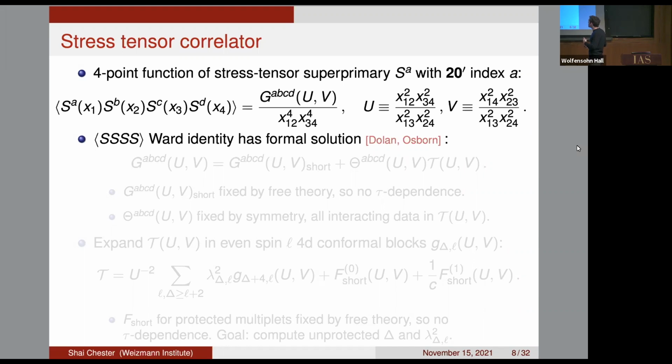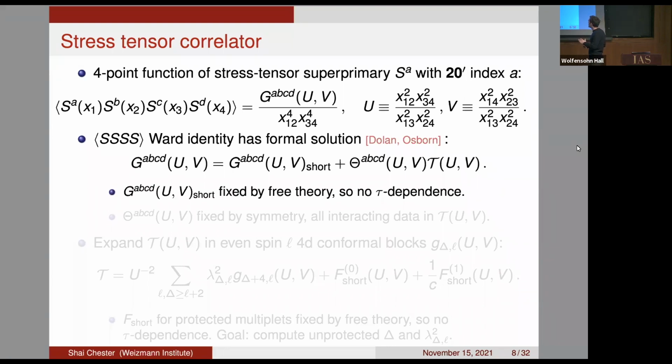Then you can also impose the superconformal symmetry by solving the superconformal Ward identities, as shown by Dolan and Osborn, and a formal solution is given as follows. There are two terms. There's one term which I call G short, which is completely fixed by the free theory. In particular, it has no tau dependence, although it does depend on c. Then you have this factor theta, which is just fixed by symmetry.